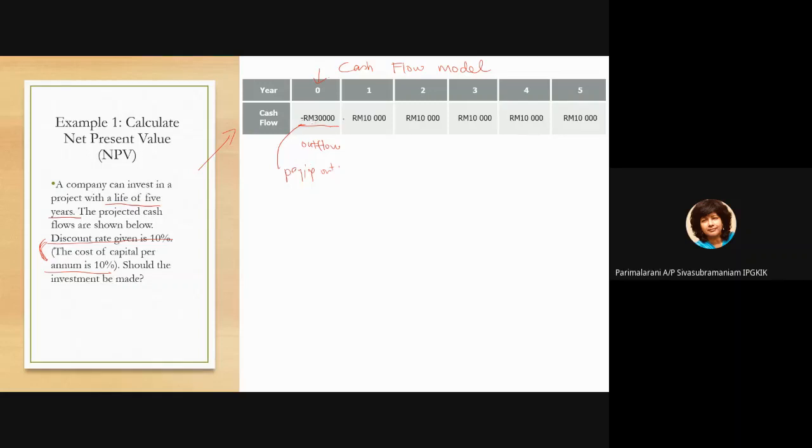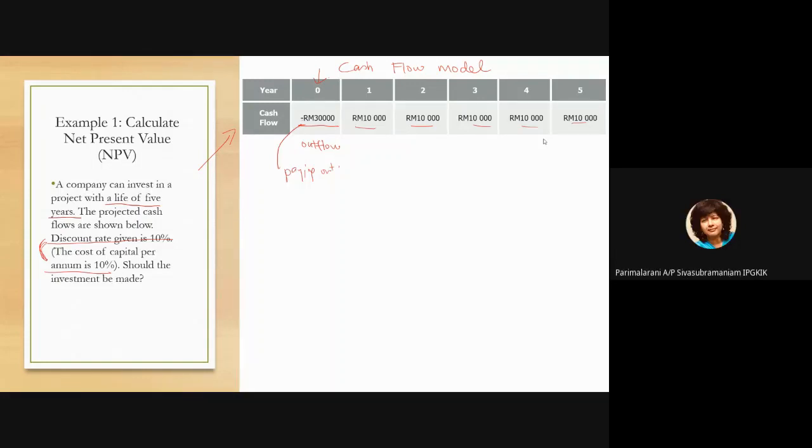After you put in 30,000 into the project, every year from that moment onwards you get 10,000. So how much have you got after 5 years? 50,000. Why 50? Because it is 10,000 each year, five times.